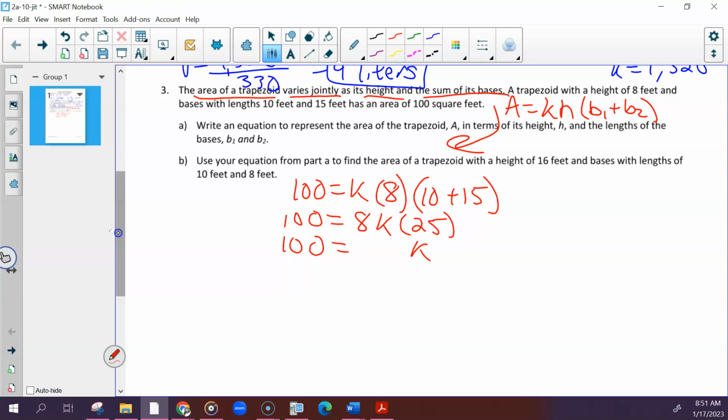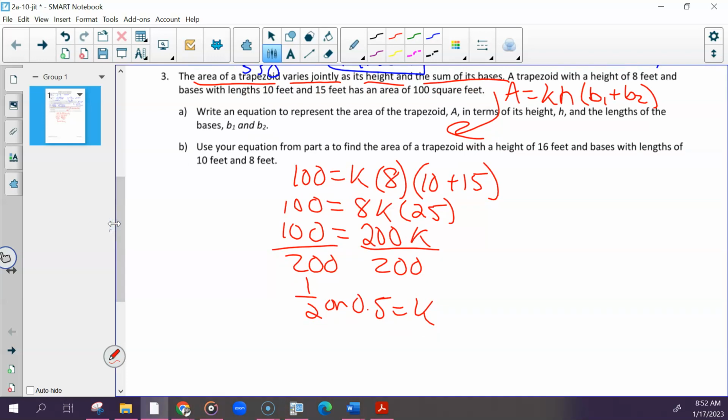Okay. I was doing the math in my head. I was pretty sure that's what it does. And then solving for K, we would divide. So simplifying this, we get 1/2. Which, if you know anything about the area of a trapezoid, it's A equals 1/2 times the height times base 1 plus base 2. So that should have been 1/2.